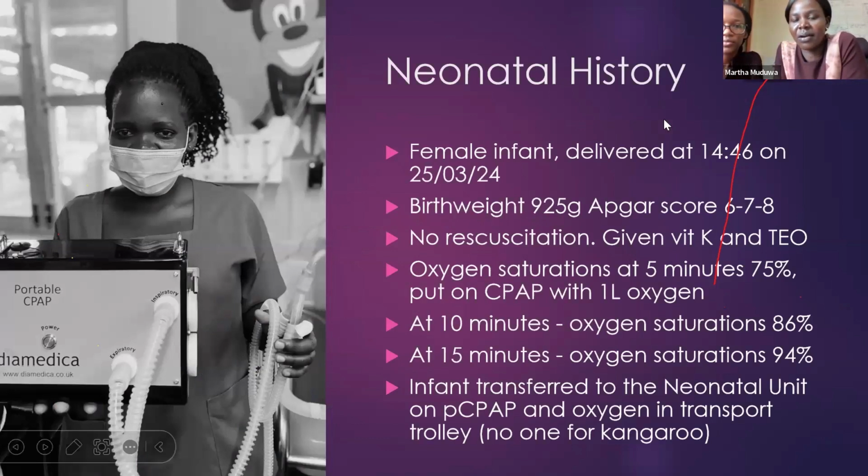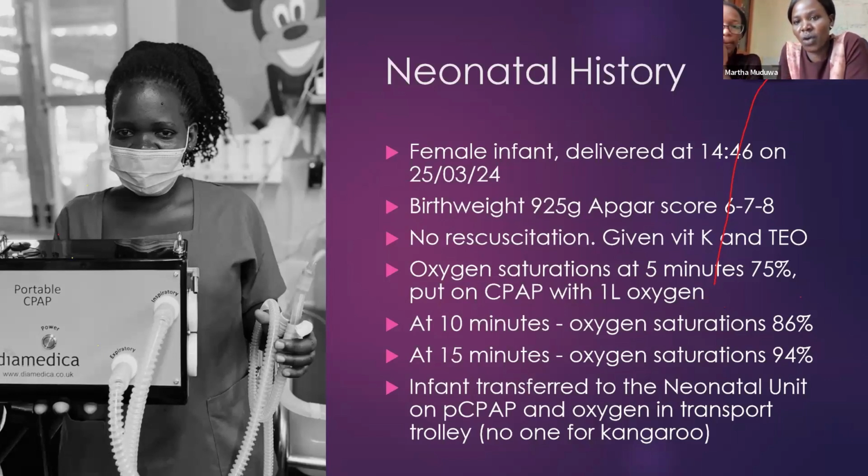So the baby was admitted in our neonatal unit, and it was a female infant which was delivered at 14:46 on the 25th of March 2024, weighing 925 grams, with Apgar scores of 6, 7, and 8. No resuscitation was done. Vitamin K and tetracycline were given. Oxygen saturation at 5 minutes was 75%.